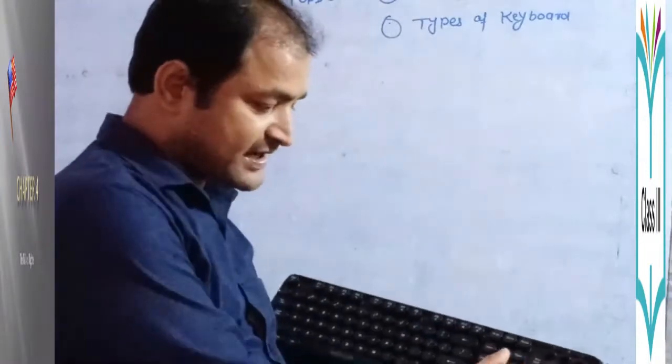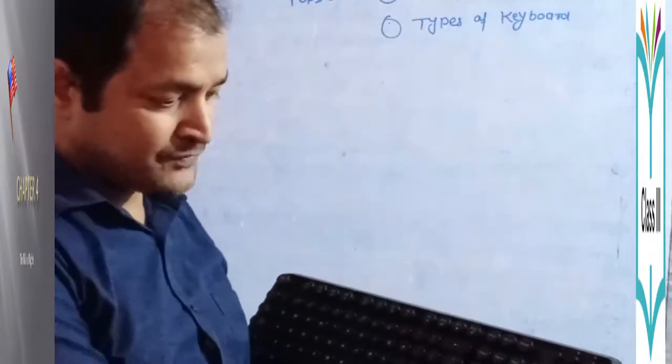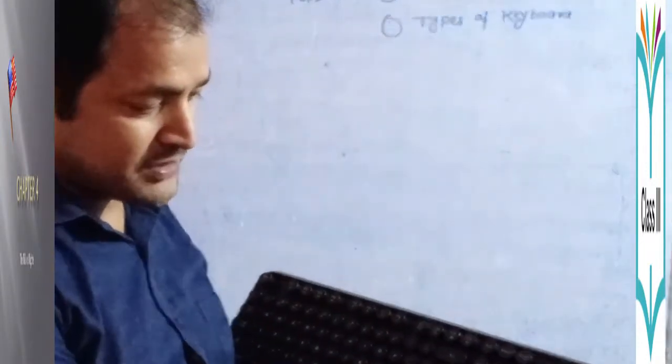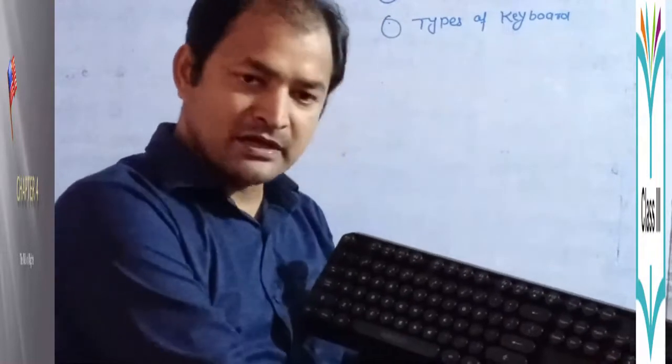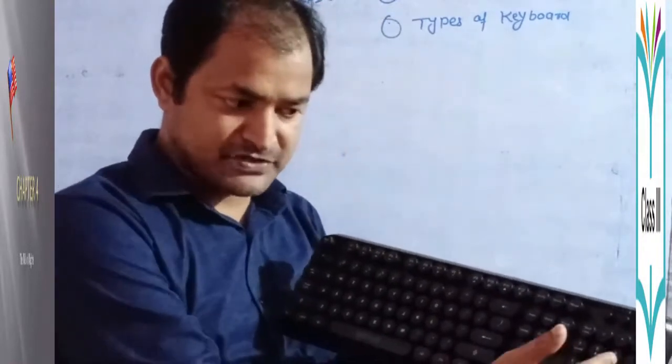This right side area is the number pad key. 1, 0, 1, 2, 3, 4, 5, 6, 7, 8, 9. All these parts are the number keys.